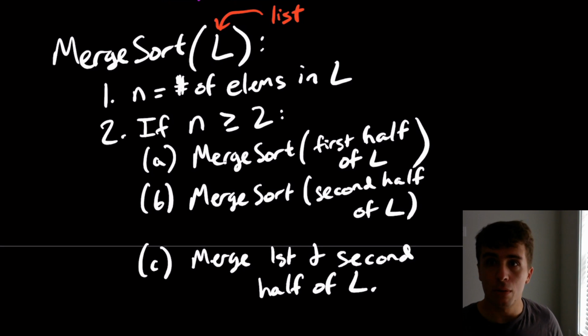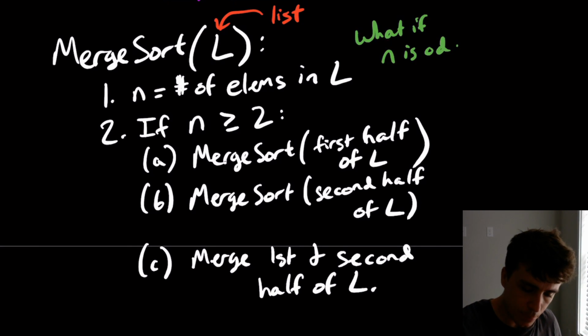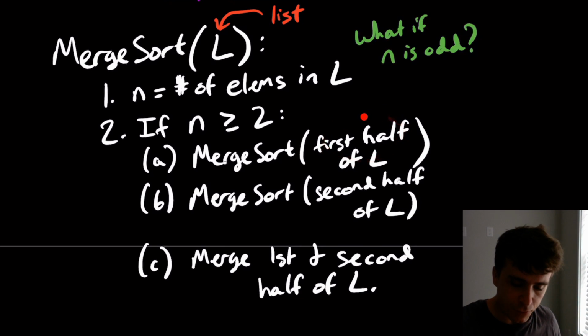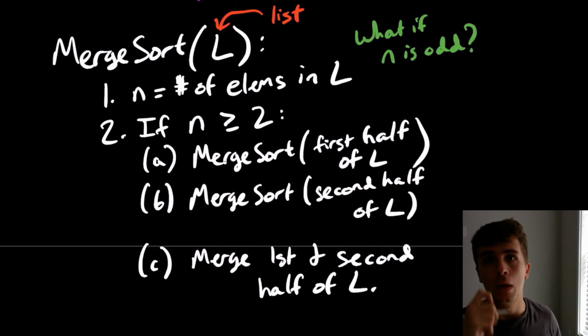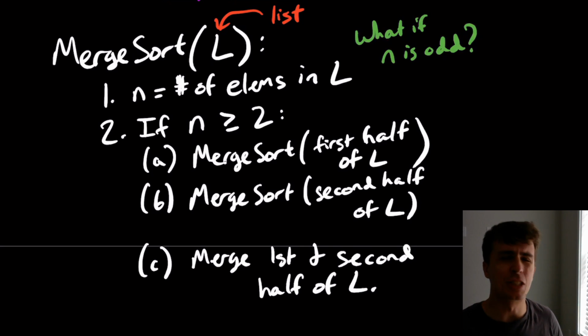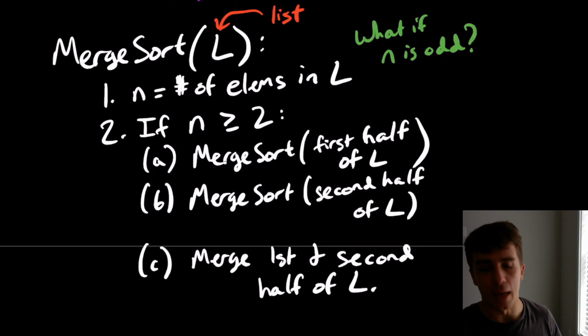Cool. So what was the minor technicality that I was mentioning? Is that what if n is odd? Then this first half doesn't actually make sense, because if you take an odd number divided by 2, then that doesn't actually really help us here. So what we want to do, and this is what is actually done, is if n is odd, in one of the recursive cases here, we round down, and in the other case, we round up.